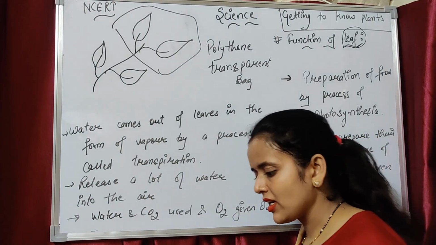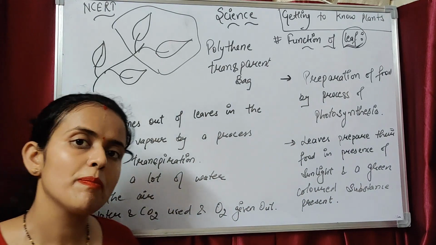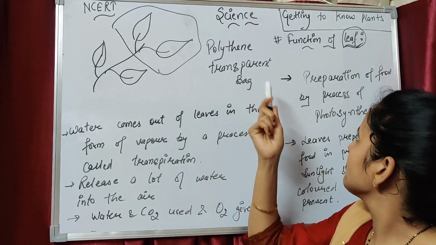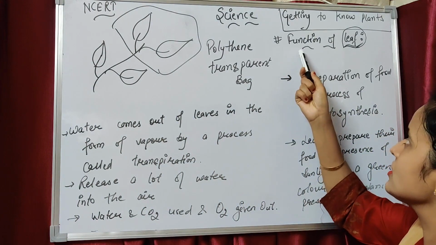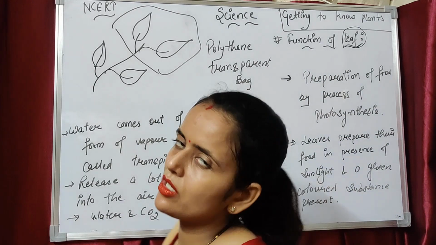So yesterday we completed our chapter up to the classification of plants and discussed the parts of the plants. Today we will discuss the function of the parts of the plant. Firstly, we will discuss the functions of the leaf.